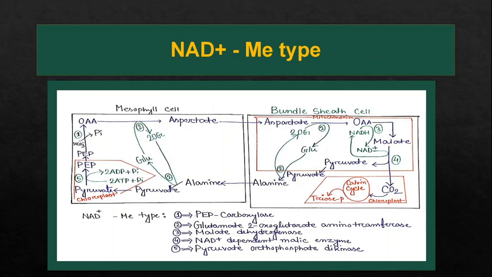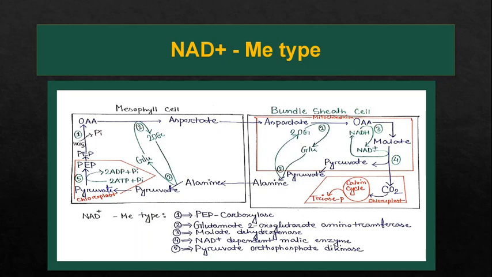In NAD plus ME type pathway, the oxaloacetic acid in the cytoplasm of mesophyll cells gets transaminated by the enzyme aspartate aminotransferase. Again, I am saying the enzyme's name is aspartate aminotransferase, and this enzyme is present in the cytoplasm, and it requires glutamic acid as the donor of amino group. And the aspartic acid is then transferred to the mitochondria of bundle sheath cells, that is Kranz cells, and in the mitochondria of Kranz cells, the aspartic acid is converted back into the oxaloacetic acid by reversal of the transamination reaction.